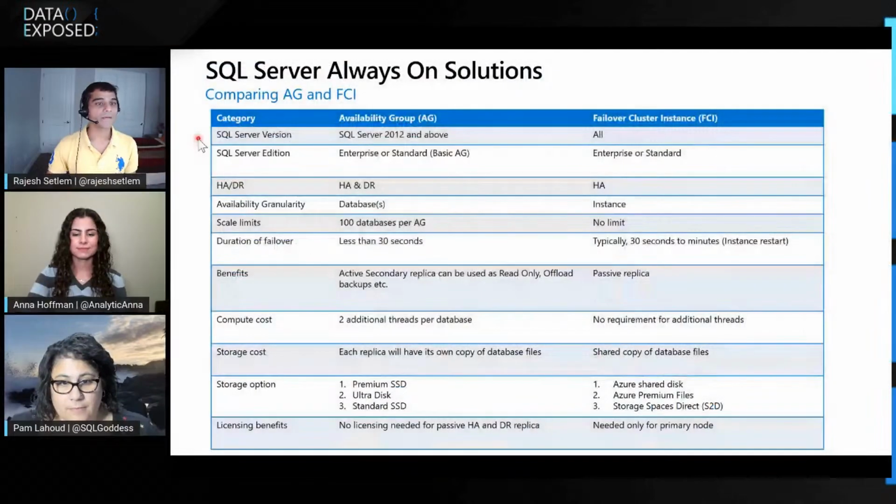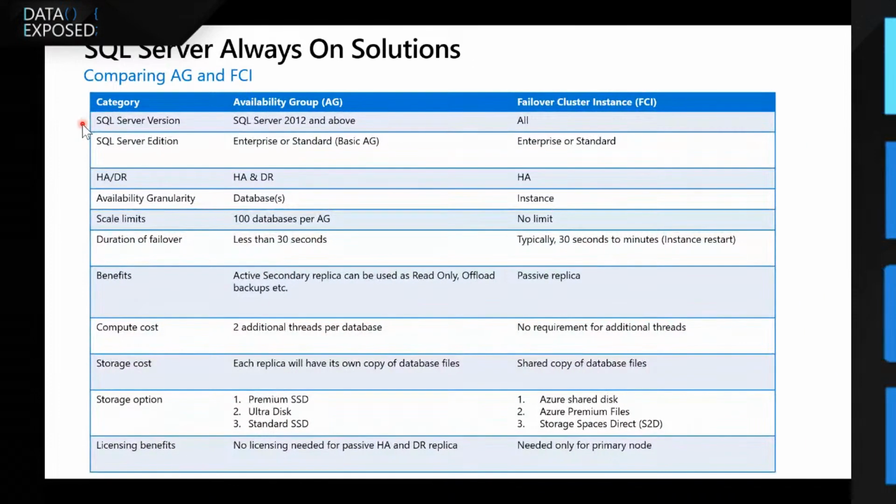Right. So with that, I'll quickly get into comparing availability groups and FCIs. Many of these you should already be familiar with, so we'll just quickly breeze through this. In terms of version, AGs have been around since 2012. FCIs have been supported for all the supported SQL Server versions out there. In terms of editions, both AG and FCI support Enterprise and Standard. HA and DR, as I talked about, AG is ideal for HA and DR. FCI is great for HA.